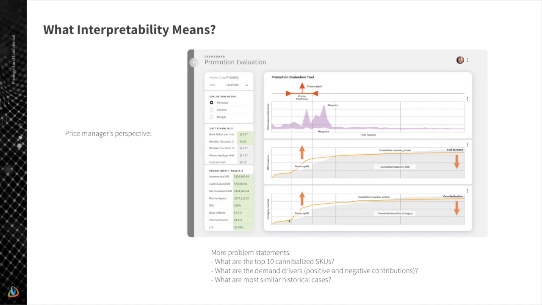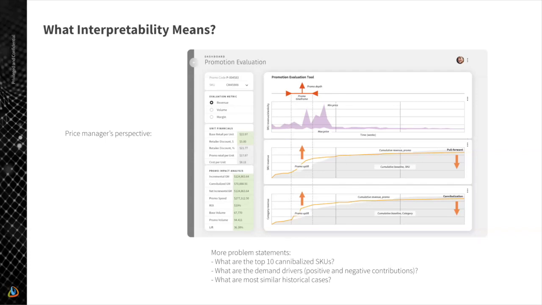And in practice, the design of these tools is significantly influenced by the specific enterprise, by the specific client, because business processes are very different, and the questions asked by business users are also very different. They might be interested in finding the top 10, for example, cannibalized SKUs for a certain product, or understanding the demand drivers, the positive and negative contributors to sales, like is it better to change baseline prices, list prices, or discounts, and so on.